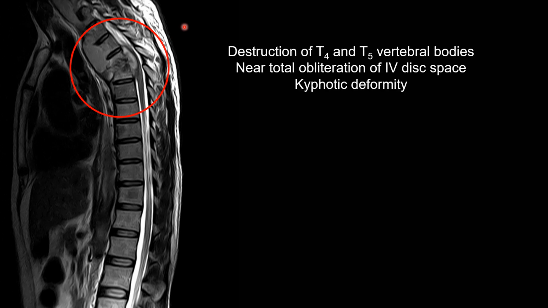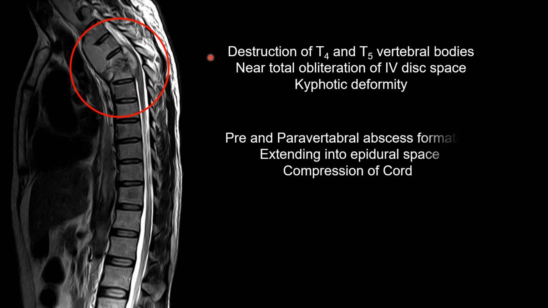So can you spot the abnormality in this MRI spine? This is the abnormal site. Can you see there is destruction of T4 and T5 vertebral bodies? There is destruction of T4 and T5, near total obliteration of the intervertebral disc space, and there is kyphotic deformity, forward bending kyphotic deformity, and there is pre and paravertebral abscess formation extending into the epidural space, compressing the cord. So this is tubercular spine involvement.